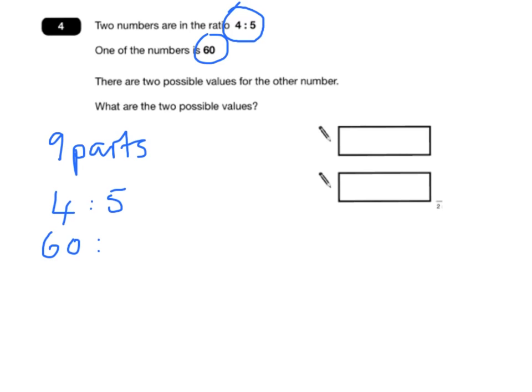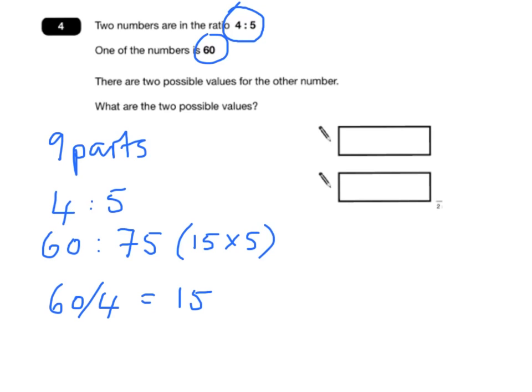Well, if we're splitting it into 9 parts in total, then in this case the 60 side will be 60 over 4, so each part will be 15, and therefore the 5 side will be 75, which is 15 times 5. So one of our answers will be 75.